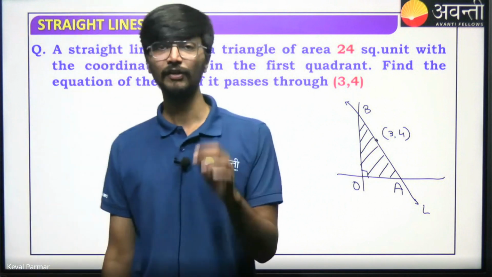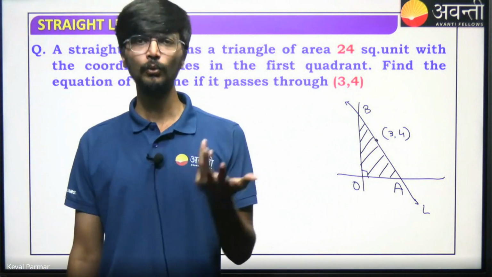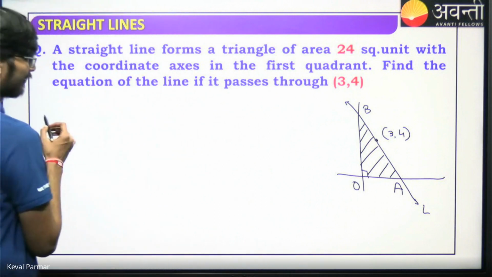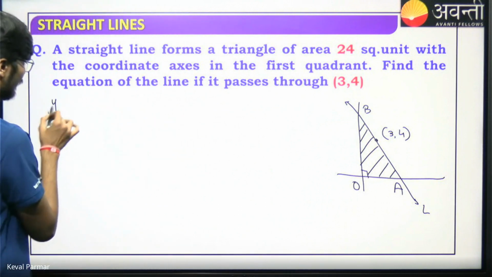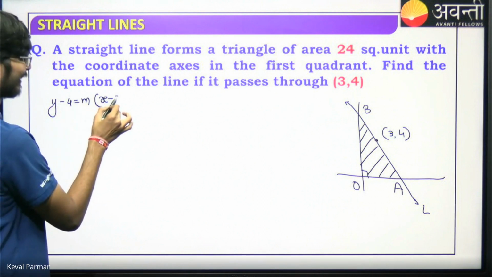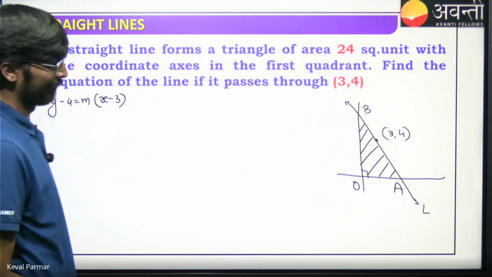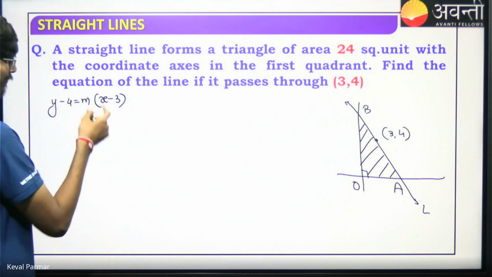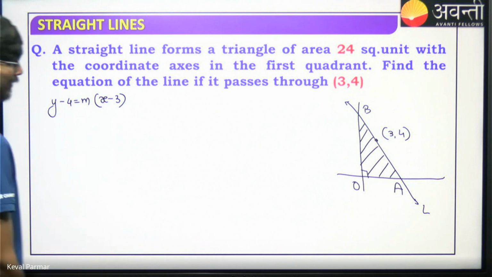So what is the best way to get the equation of a line, guys? To use slope point form. We have been given a point, right? So let's see what the equation is. The equation will be y minus 4 equals m times (x minus 3). We still don't know m. We'll simplify once we get m, right?